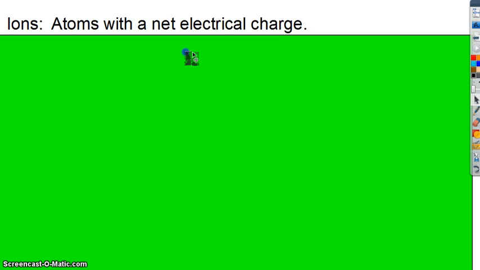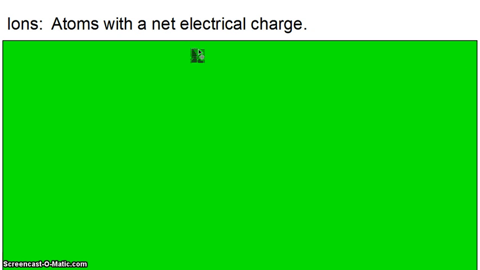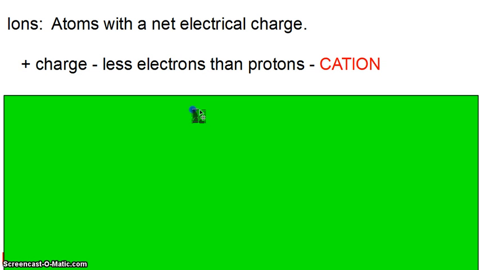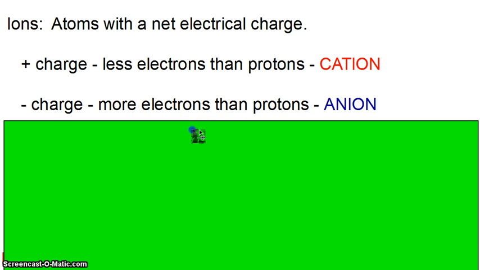There's a few terms you should know that go along with this. So the first one is, what is an ion? An ion is atoms with a net electrical charge. Atoms can become charged by either losing electrons or gaining electrons. If an atom has lost electrons, it will become positive, and chemists refer to that as a cation. If the atom gains electrons, then it becomes negative, and chemists refer to that as an anion.